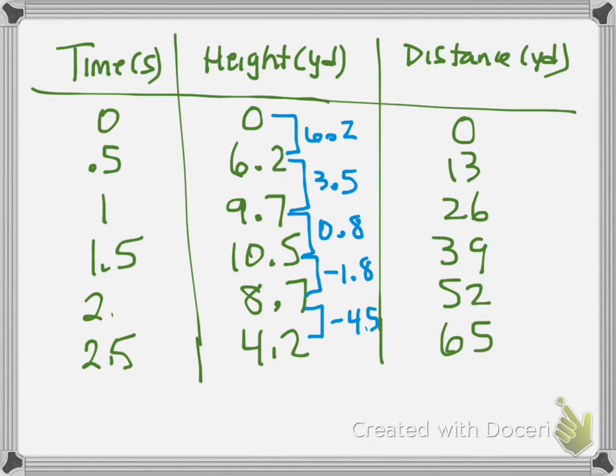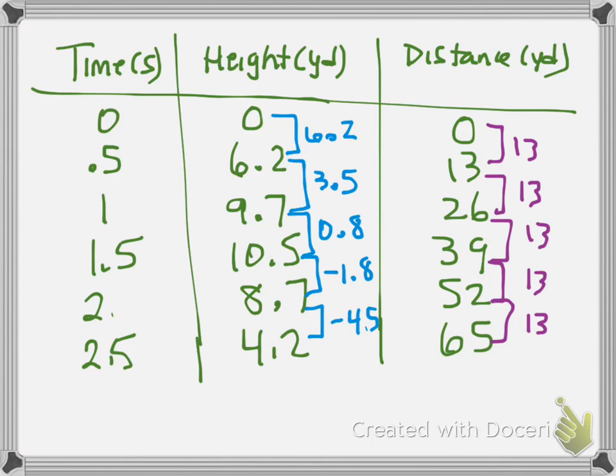So the second part says, okay, number 2, we'll look at the rate of change for the distance traveled. So that's the third column. So go ahead and figure out what the difference is in distance traveled in the third column. All right, what are you guys coming up with on that? 13. So what does that mean? Yeah, so for every half second it travels 13 yards. That's constant, okay?